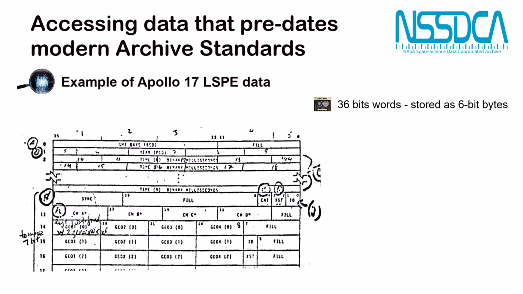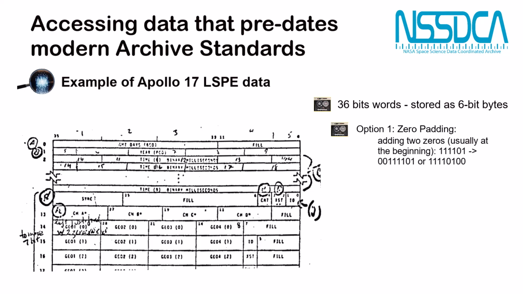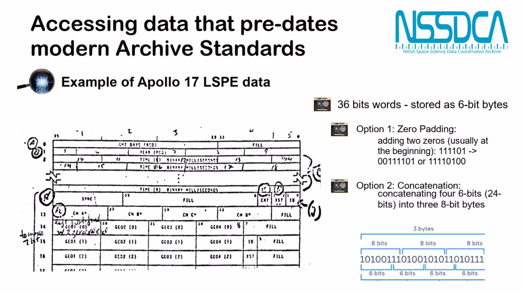This table specifies that the data is stored in 36-bit words. Since 36 is not a multiple of the standard 8-bit byte, this strongly suggests that the data was originally recorded on a 6-bit byte machine. When migrating data like this to modern systems, there are usually two common approaches. Each 6-bit unit can be zero-padded to fill an 8-bit byte, or multiple 6-bit units can be packed together into 8-bit bytes.